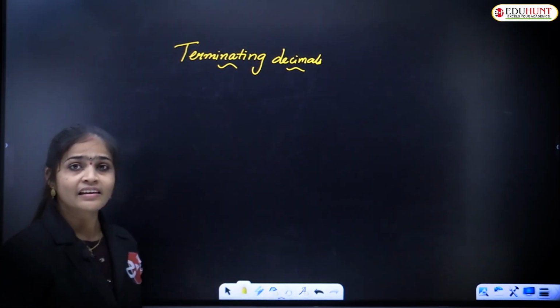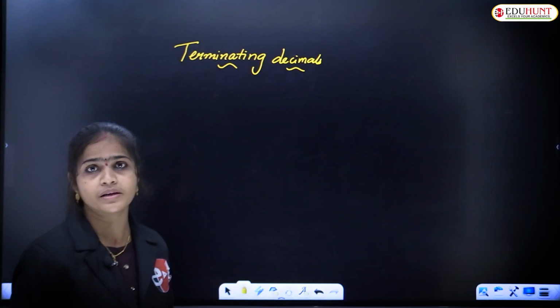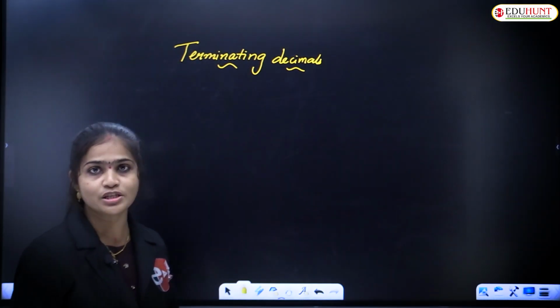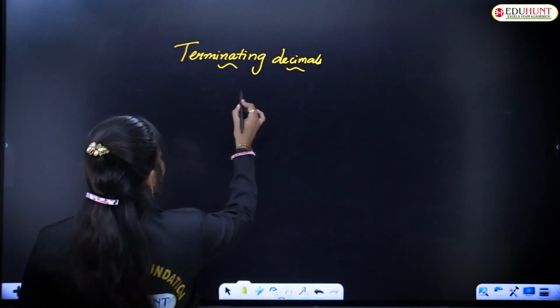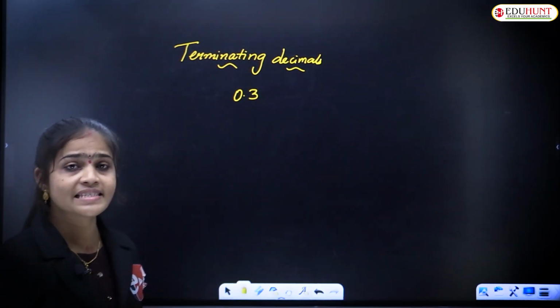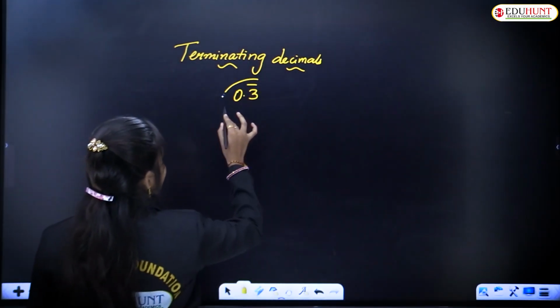Here come to decimals. Decimals means, how, madam, are you saying that is a rational number? Decimal means a point something is there, no? So how are you saying that is a rational number? See here, for example, 0.3 is there. What is that? 0.3 bar. Okay, just keep this one aside.